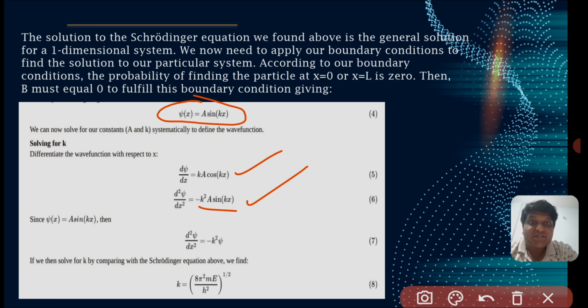Since ψ(x) is equal to A sin(kx), the equation becomes d²ψ/dx² + k²ψ = 0. Now, if we solve for k by comparing with the Schrödinger equation above, we find k is equal to (8π²mE/h²)^(1/2).